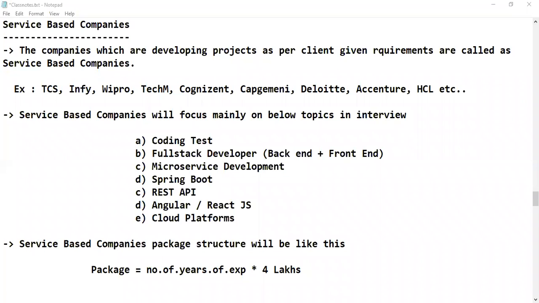And they will ask you whether you are going to work as a full stack developer or not. They are looking for full stack development. You should be able to do the back-end development and you should be able to do the front-end development. And they are asking about microservices. Do you know microservices architecture or not? That is the mandatory question that they are asking nowadays. Spring Boot. Most of the projects in the industry are developed using Spring Boot in the Java community.